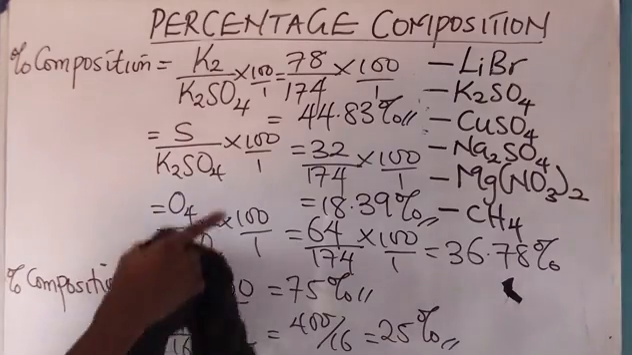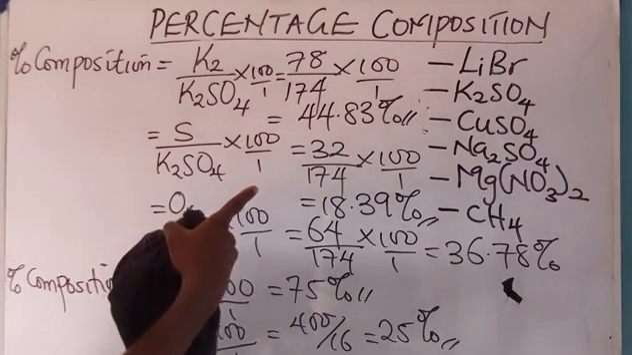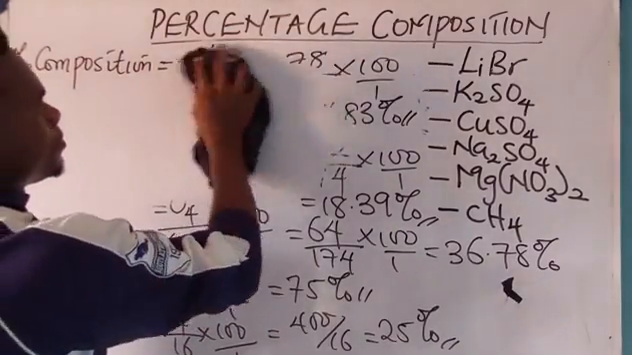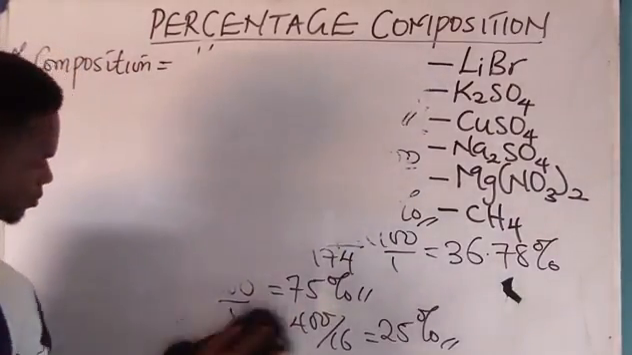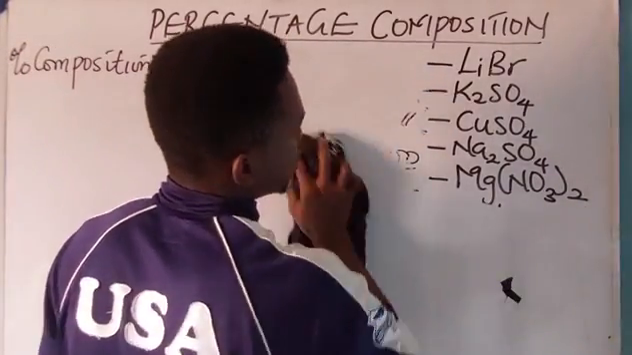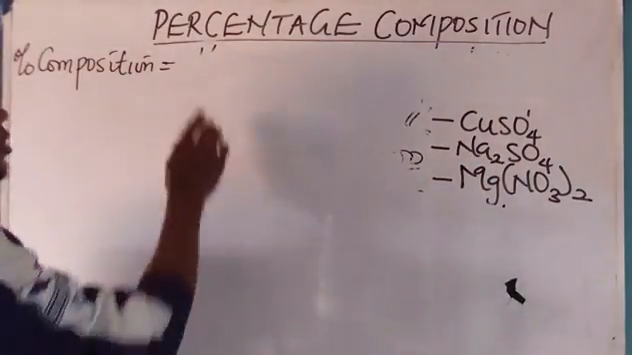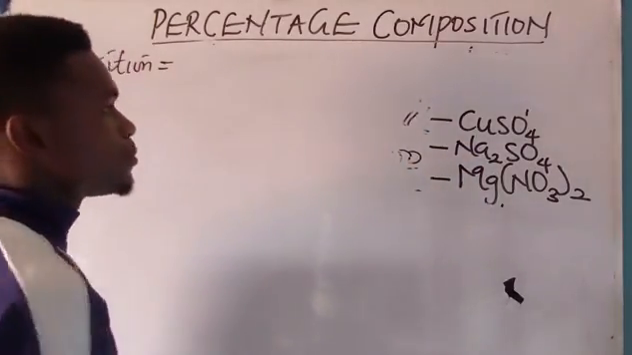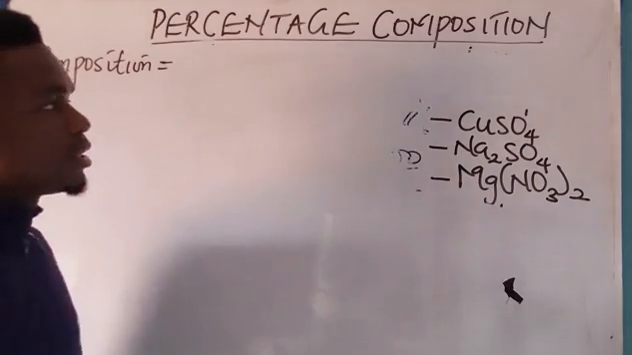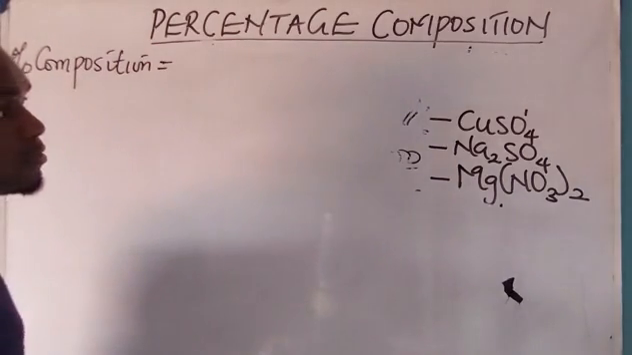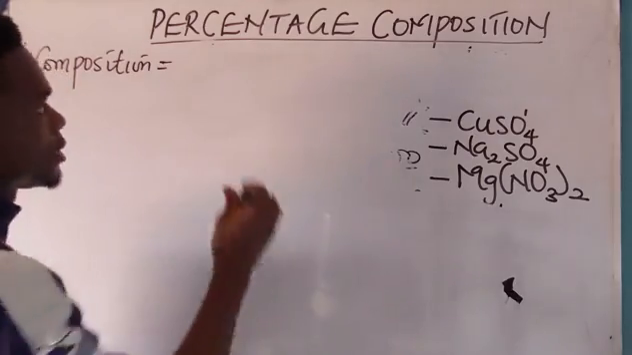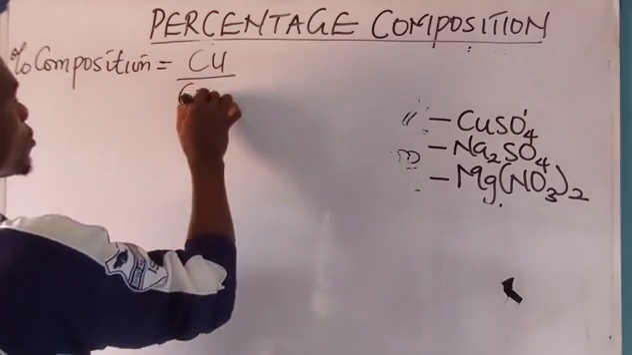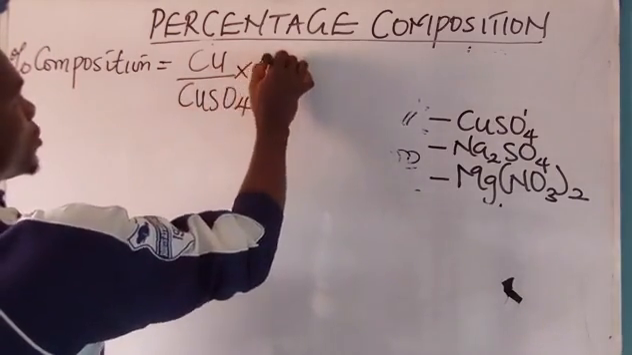The next one is copper sulfate, sodium sulfate, and what? Magnesium nitrate. So let me remove this one and this one. So let's continue. So copper is 63.9 something. Let me just, okay, 63.54. Yeah. So copper over copper sulfate times 100 over 1.